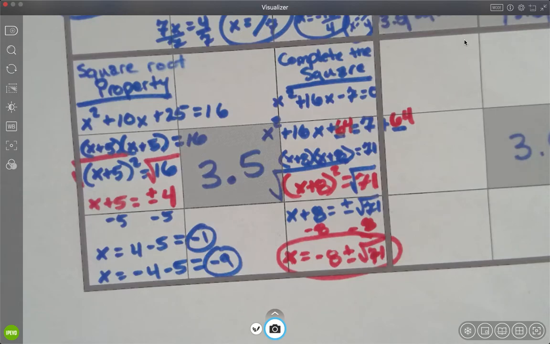right? Okay, so completing the square is just one little step further than the square root property, yeah? Yeah. Okay, all right, next.